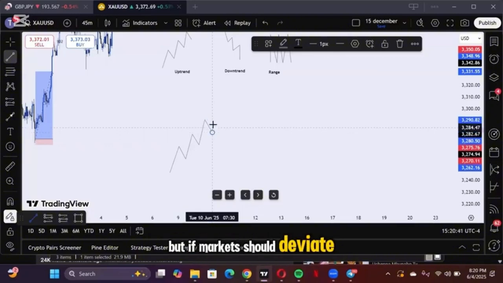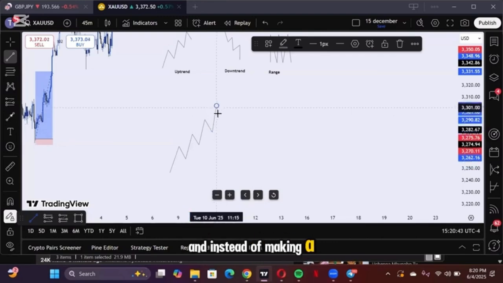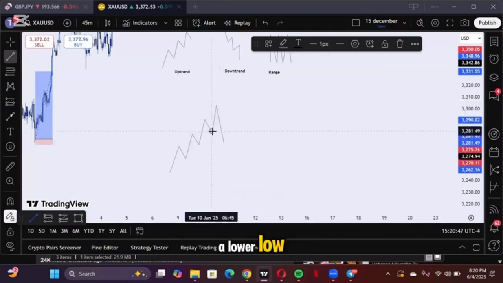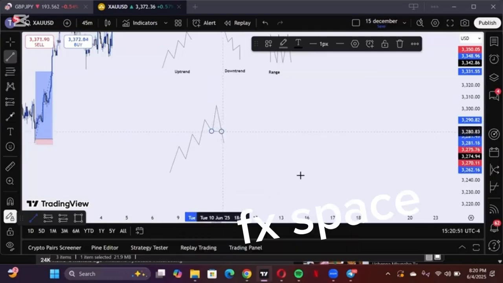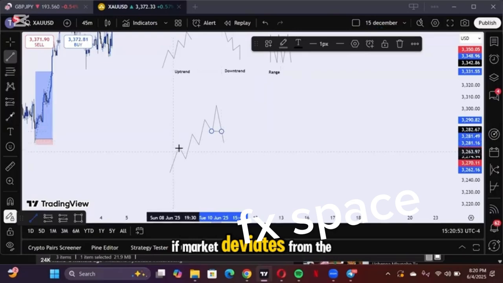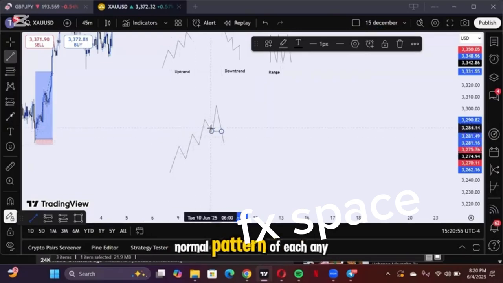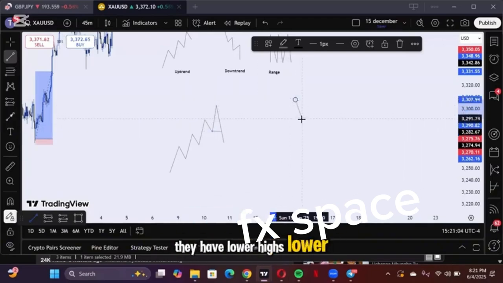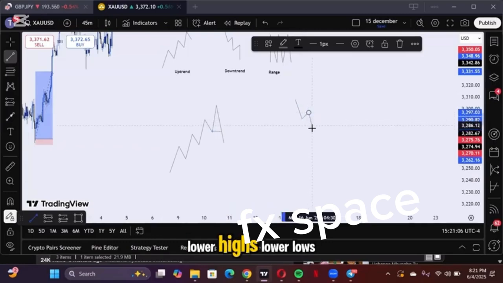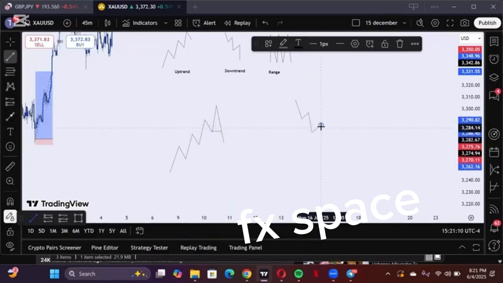But if market should deviate from making higher highs and instead of making a new higher low, it takes out the last low and makes what? A lower low. Then this means that a market structure shift just occurred here. If market deviates from the normal pattern of any trend it is on, then that means that a market structure shift just occurred. So it's just like, let's say we have a downtrend, you have lower highs, lower lows, lower highs, lower lows.